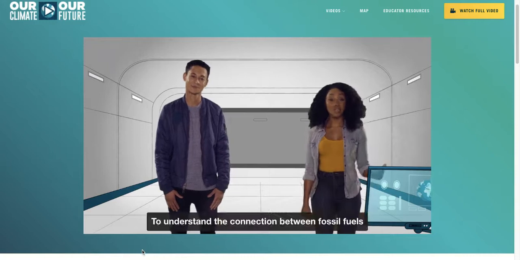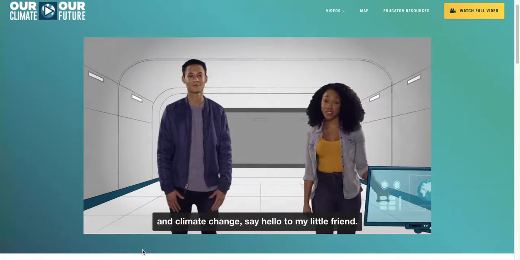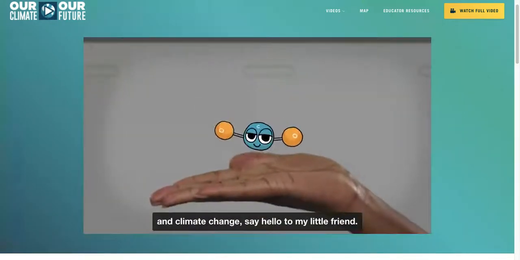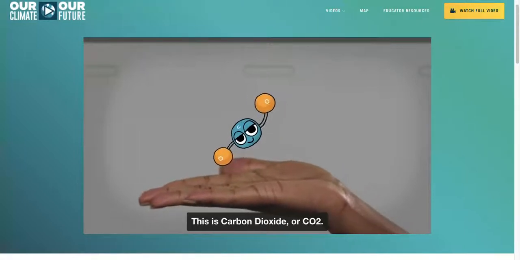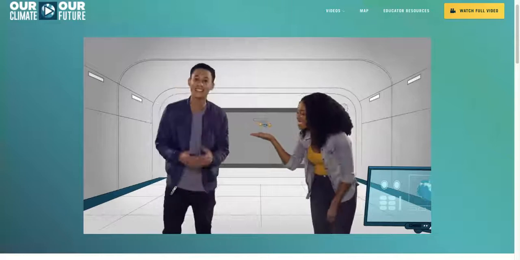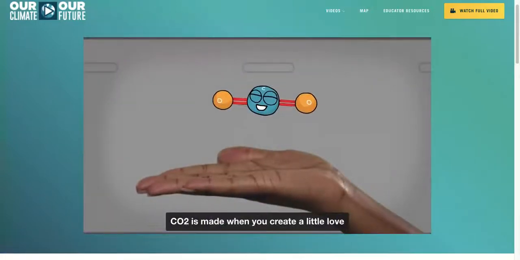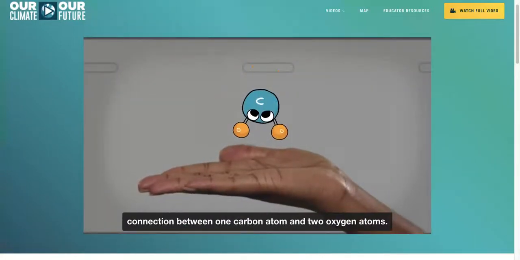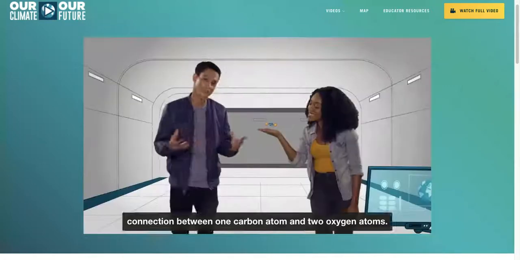Understand the connection between fossil fuels and climate change? Say hello to my little friend. This is carbon dioxide, or CO₂. Cute, right? CO₂ is made when you create a little love connection between one carbon atom and two oxygen atoms. How do you do that?